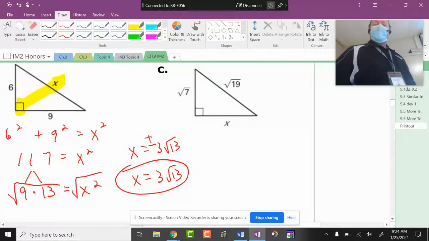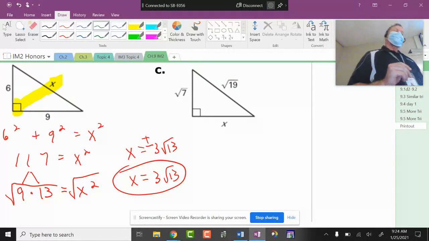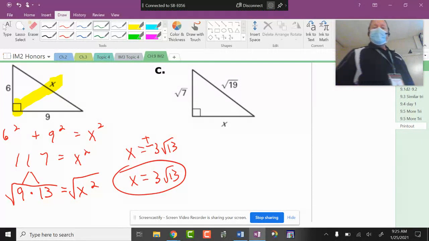That is the reason. Then the only reason I'm going to cover this one, just to make sure, Matt. First of all, what's the hypotenuse, Matt?